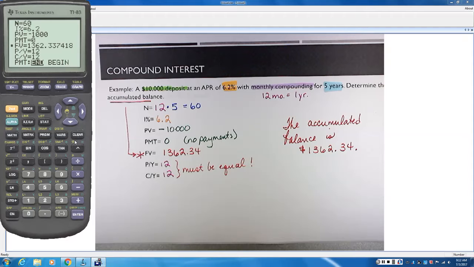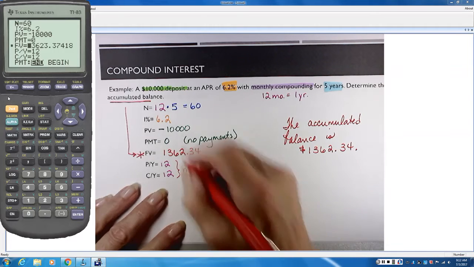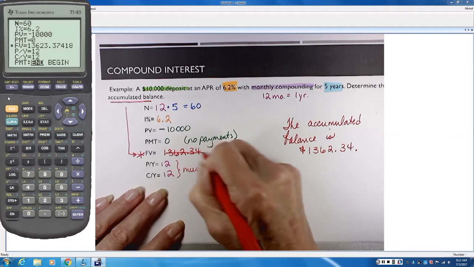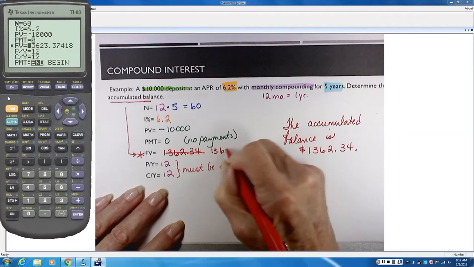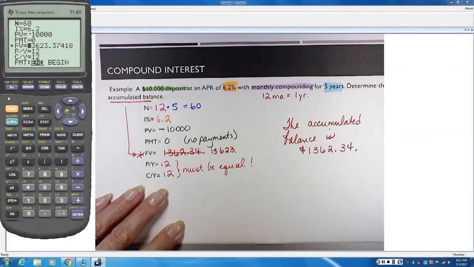What decimal was moved over in another place? Yes, it would be, because I just realized I didn't put enough zeros in the present value. I just put 1,000. I missed my last zero. I wrote it down, but I didn't put it in the calculator. So yes, it'll be $13,623 and 37 cents.